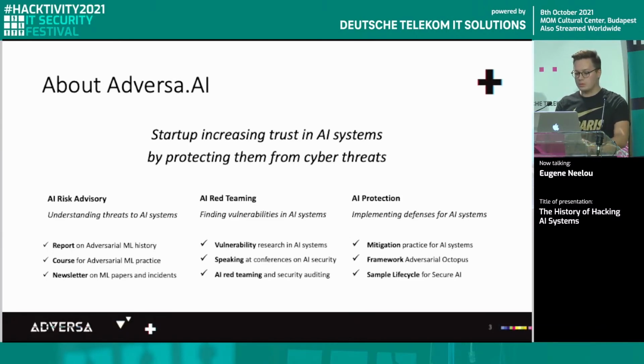For instance, our AI risk advisory team has released a report on adversarial machine learning. We also have a practical course on attacking AI systems, and we write blog posts and a newsletter with reviews of research papers about vulnerabilities of neural networks. Our AI team conducts vulnerability research and speaks at conferences with the results of security findings, and you can explore our other presentations. And our AI security engineering explores ways to automate security testing and develop protections. We have recently announced our attack engine for facial recognition systems, and also a sample lifecycle for secure AI systems.